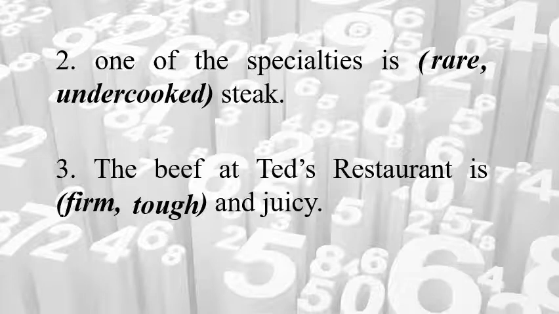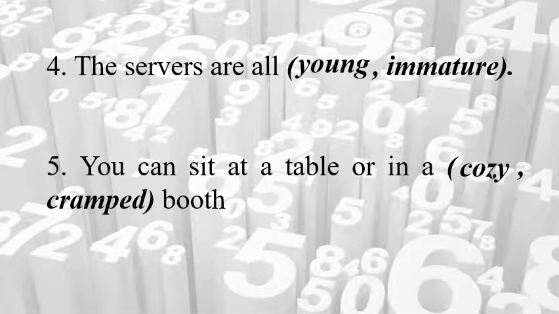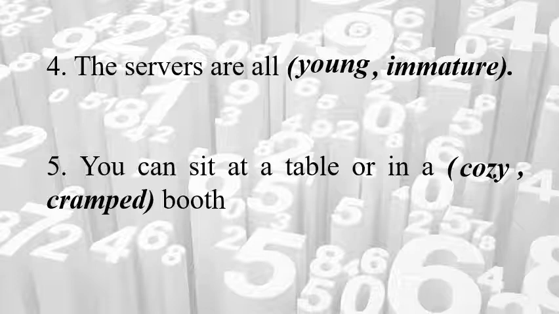Number 2, one of the specialties is rare or undercooked steak. If you answer rare, then you are correct. Number 3, the beef of Ted's restaurant is firm or tough and juicy. If you answer tough, then you are correct. Number 4, the servers are all, is it young or immature? If you answer young, then you are correct.